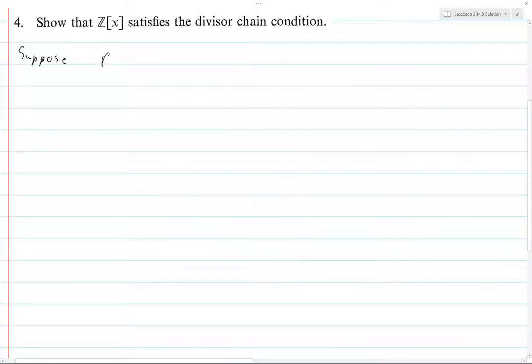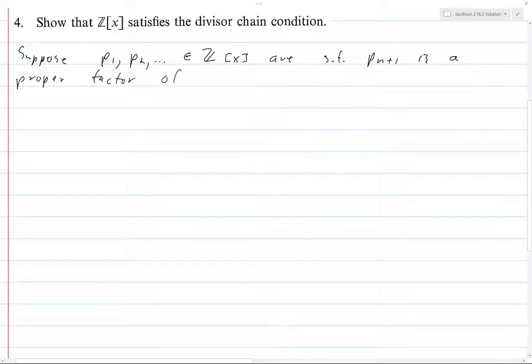Suppose P1, P2, and so on, is just some list. We don't know if it's finite or infinite yet, but we're going to prove it's finite. They are polynomials in Z[x] such that Pn plus 1 is a proper factor of Pn.